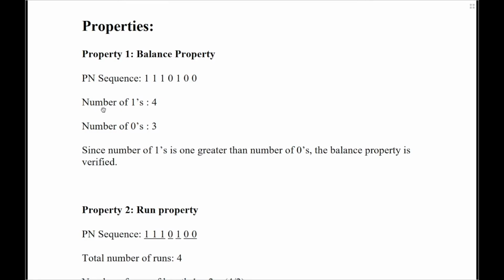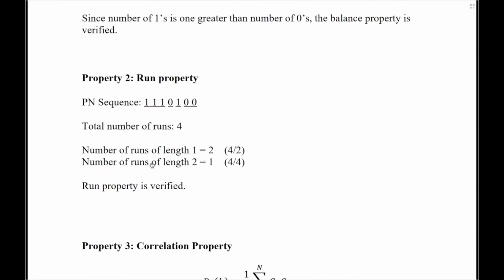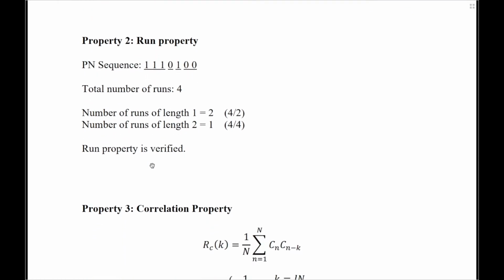So, I will count the number of ones in the sequence. You can see it is 4, and I will count the number of zeros here. You can see it is 3. Therefore, since the number of ones is 1 greater than the number of zeros, the balance property is verified. Let us now move on to the second property, which is called the run property.